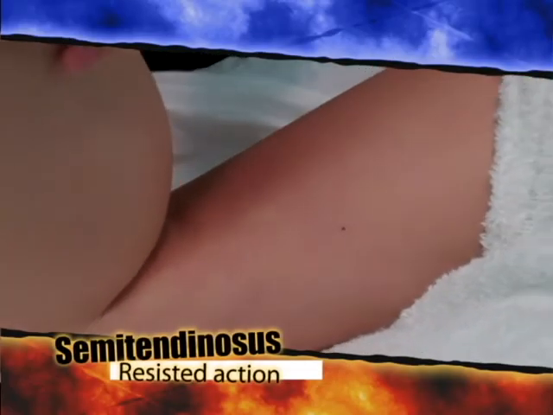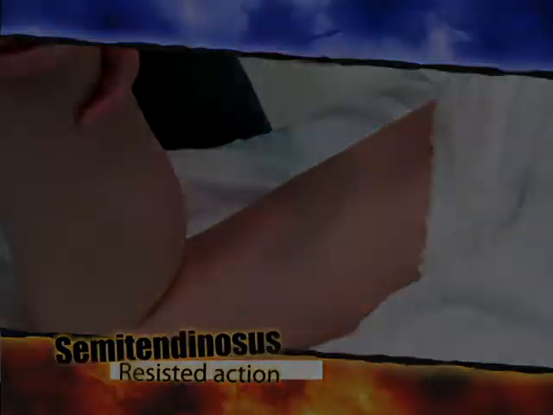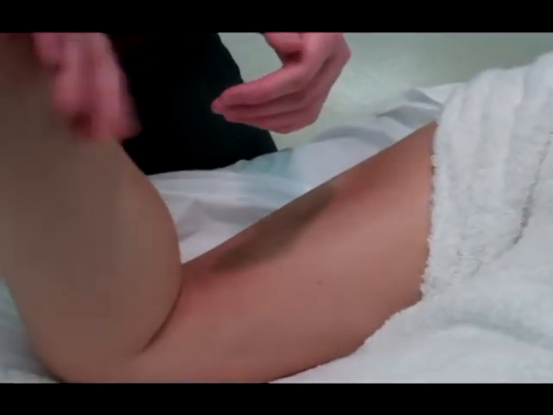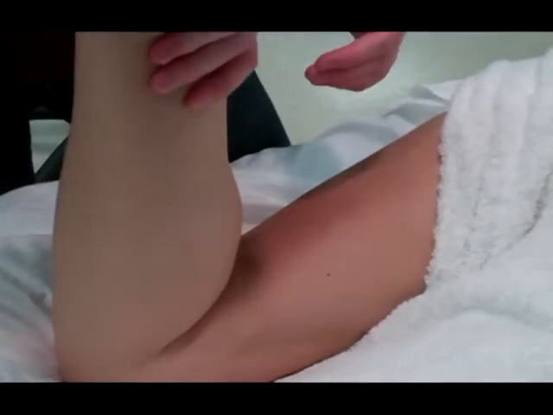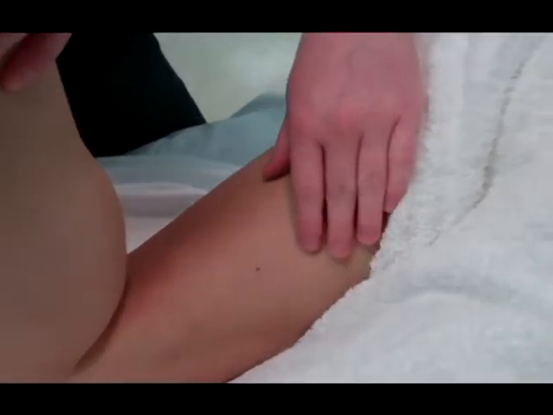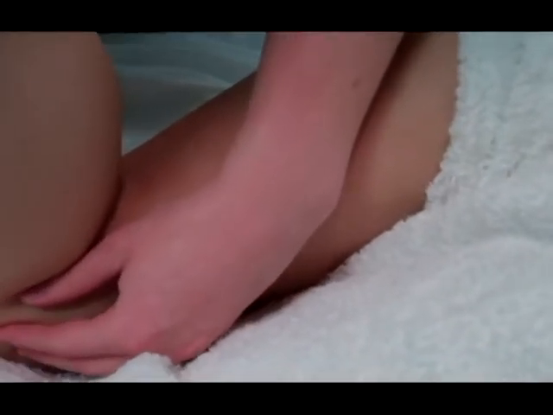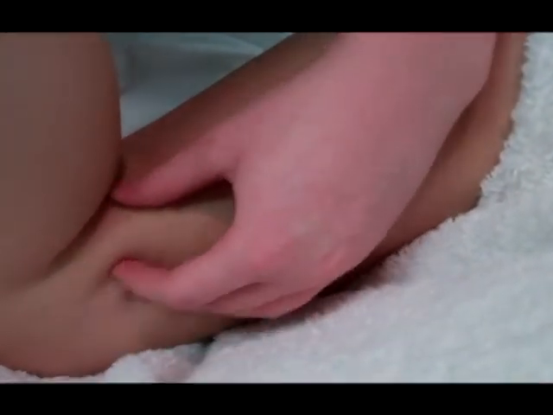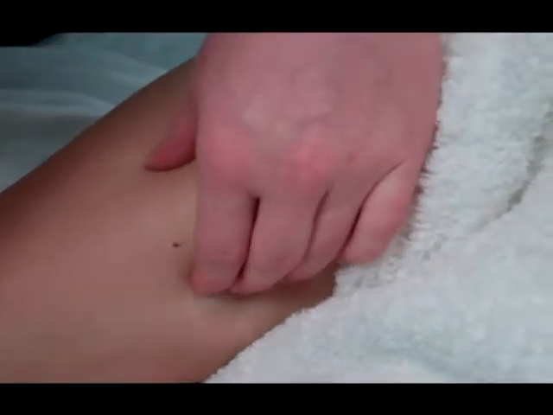Now let's do the resisted action for the semitendinosus. Having the client with their leg flexed, place your hand on their gastrocnemius or their calcaneus tendon and have them push into your hand with their leg. You'll feel the muscle contract and follow your trail.